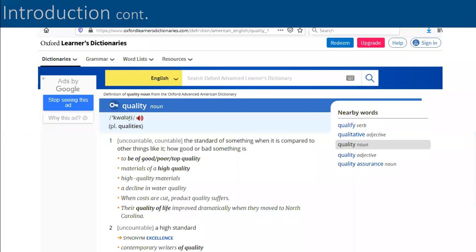What is quality? If we type this word on Google, then you can see this definition. You need not remember these definitions. Google is there, so you can just type it and take the definition. According to the Google Oxford Dictionary, you can see what quality is. It is the standard of something when it is compared to other things, how good or bad something is. I suppose you can remember the examples I discussed with you. It is a comparison. We are going to compare something with another thing or with the standard, and we determine whether it is a high quality one or a low quality one. So that is actually a comparison.